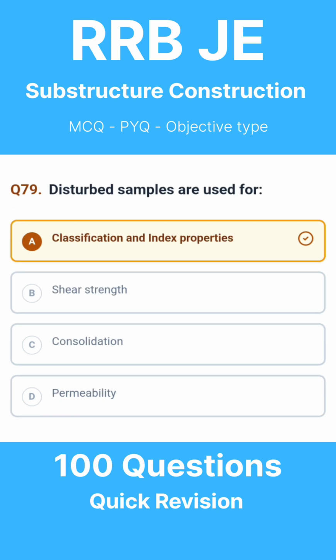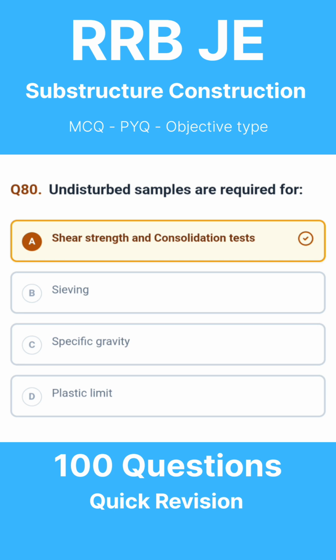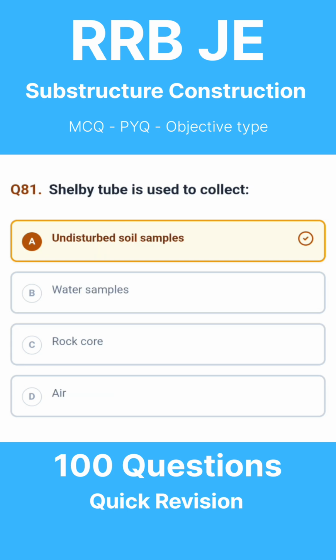Question 79. Disturbed samples are used for. The correct answer is classification and index properties. Question 80. Undisturbed samples are required for. The correct answer is shear strength and consolidation tests. Question 81. Shelby tube is used to collect. The correct answer is undisturbed soil samples.